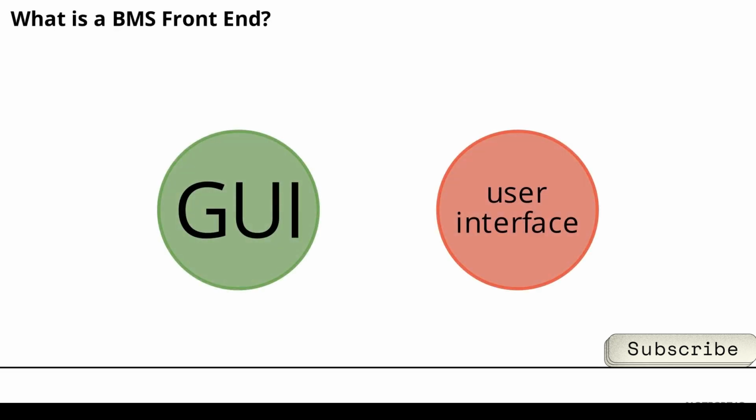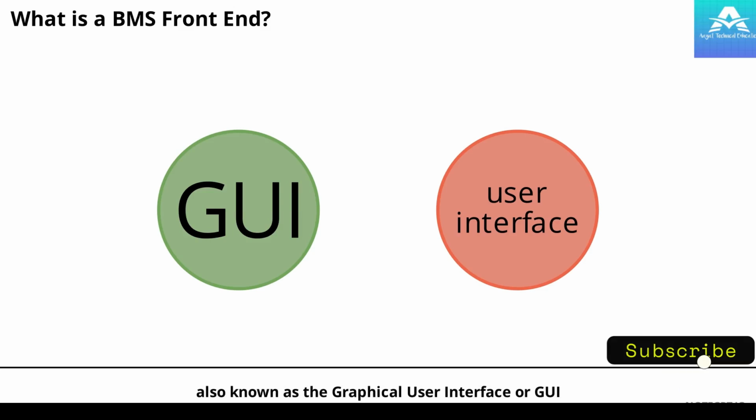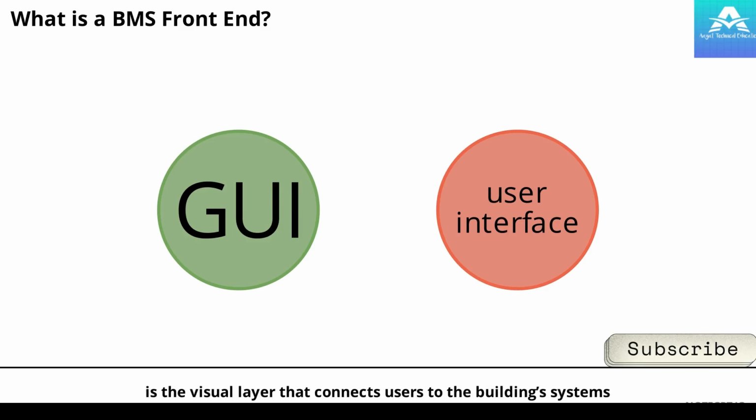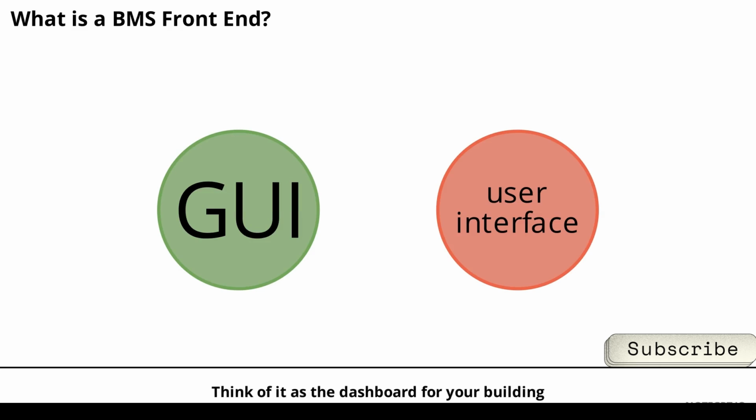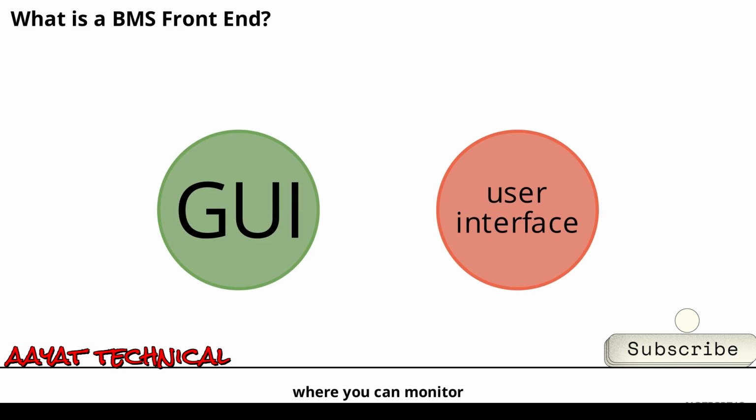The BMS front end, also known as the Graphical User Interface or GUI, is the visual layer that connects users to the building systems. Think of it as the dashboard for your building, where you can monitor, control, and respond to everything from HVAC to lighting.